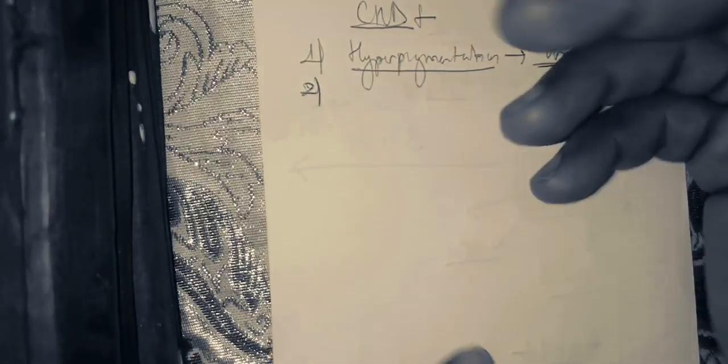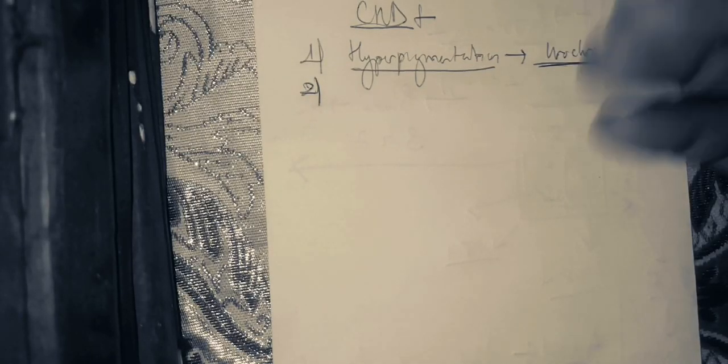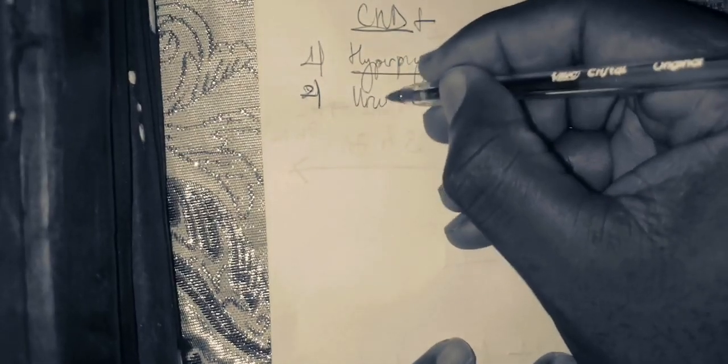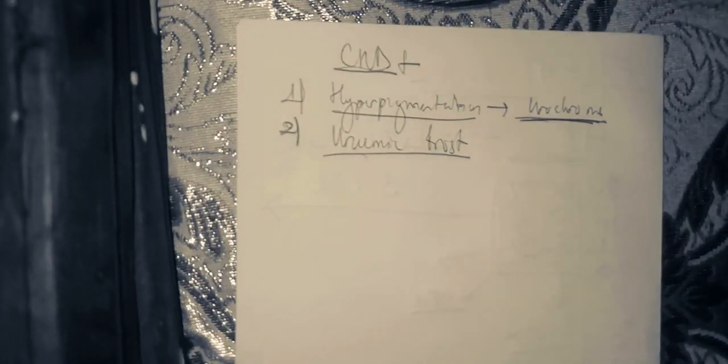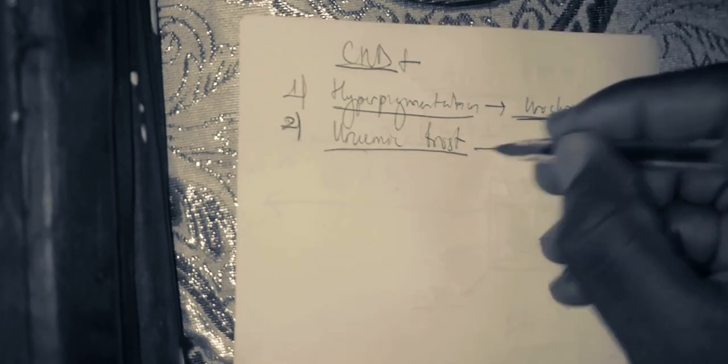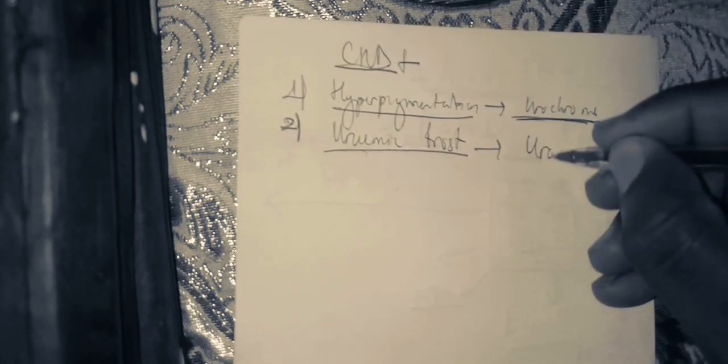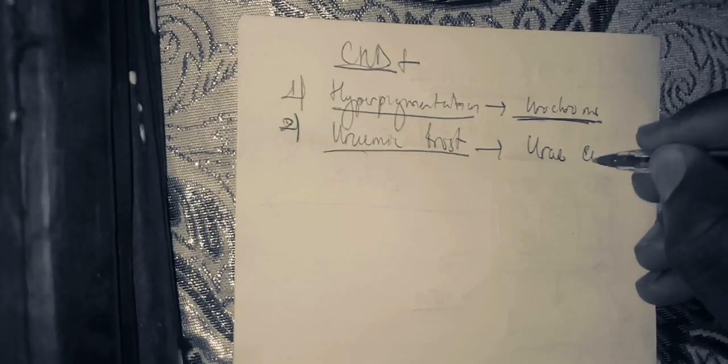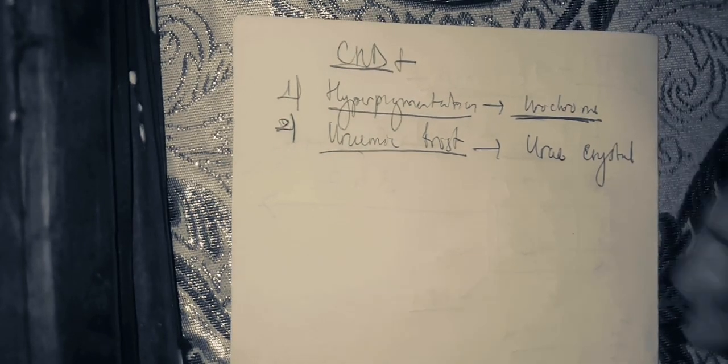The next thing that patients with chronic kidney disease usually have is uremic frost. Is it clear? Uremic frost just means that you have whitish pellets on the skin and the hairs of the CKD patient, which is a result of urea crystals produced from sweating.